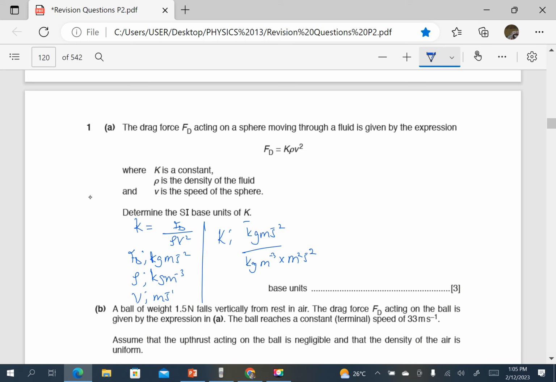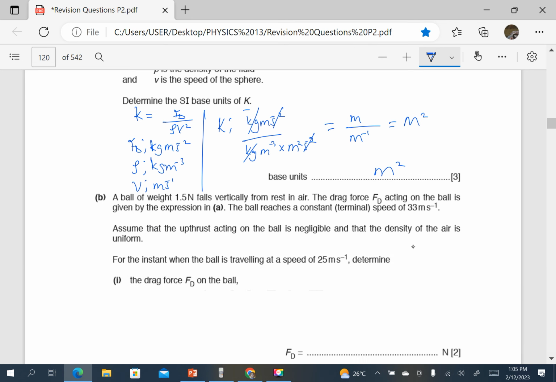So we can simplify this. Kilogram has cancelled out. Per second squared has also cancelled out. S to the power negative 2 has cancelled out. So you have meters over meters to the power negative 3 times meters to the power 2, which is going to be meters to the power negative 1. M over M to the power negative 1, that is M to the power 2. So this is M to the power 2.